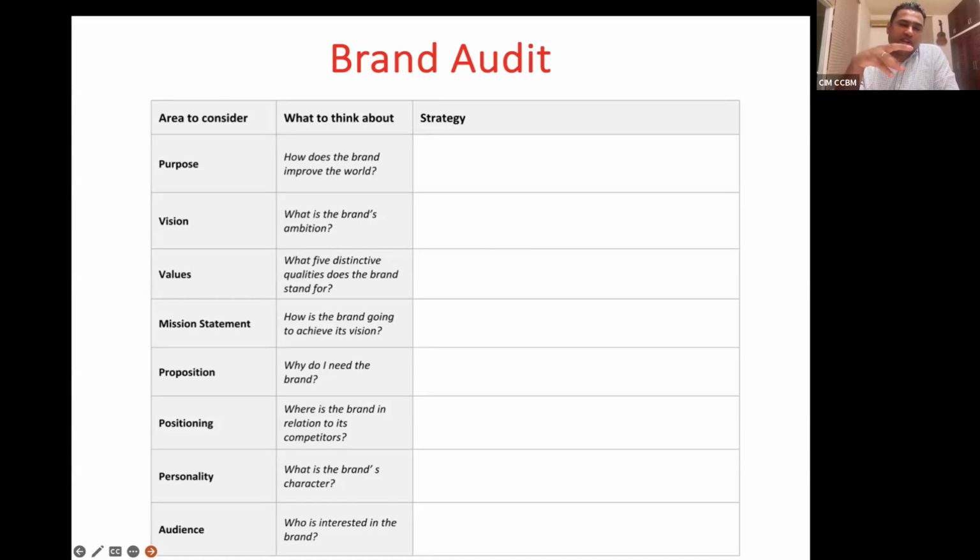Okay. So we need to ask ourselves, what is the purpose of the brand? How does the brand improve the world? Purpose means: if you are not there in this world, will the world miss something? For example, if the brand Apple is not there in this world, if Tesla is not there, if Coca-Cola is not there, McDonald's is not there, will the world miss something? That is the purpose.